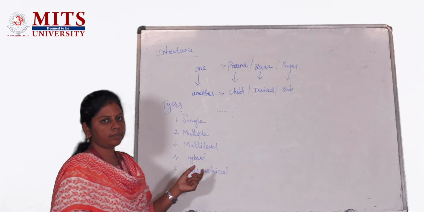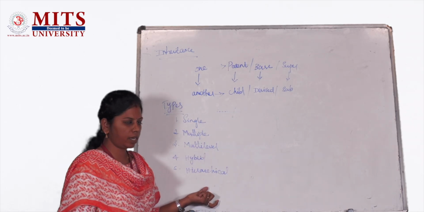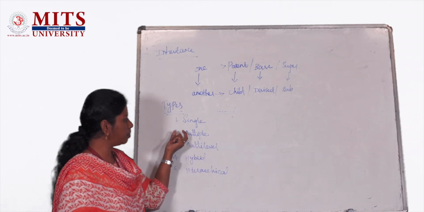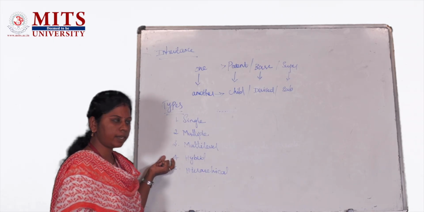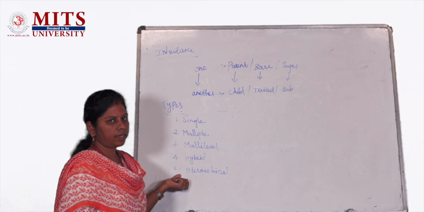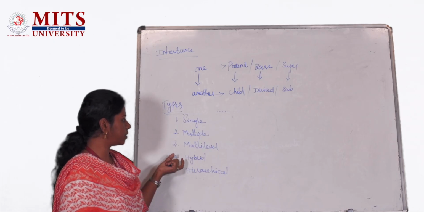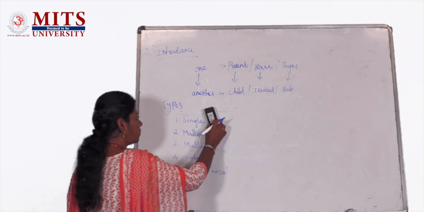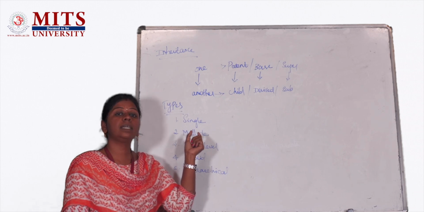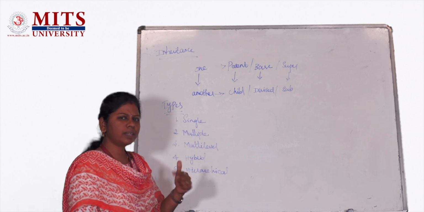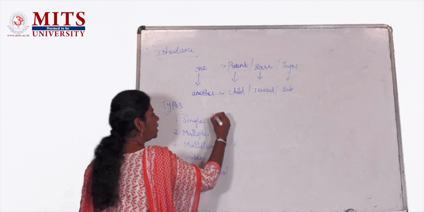So totally we are having 5 types of inheritance: single inheritance, multiple inheritance, multi-level inheritance, hybrid inheritance, and then hierarchical inheritance. Okay, let's discuss one by one briefly. The first type of inheritance is called a single inheritance, or else we can refer to it as a simple inheritance.